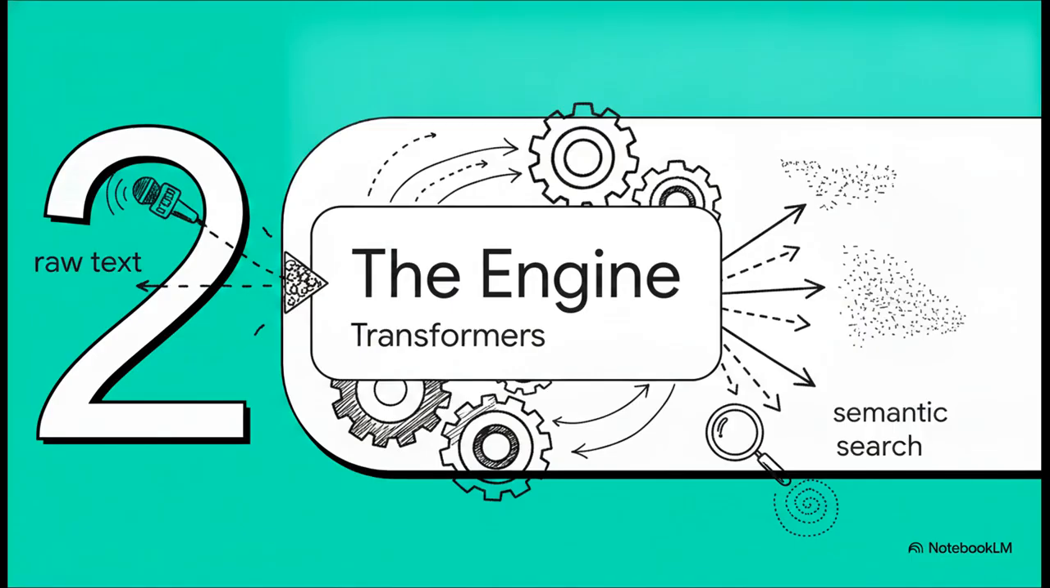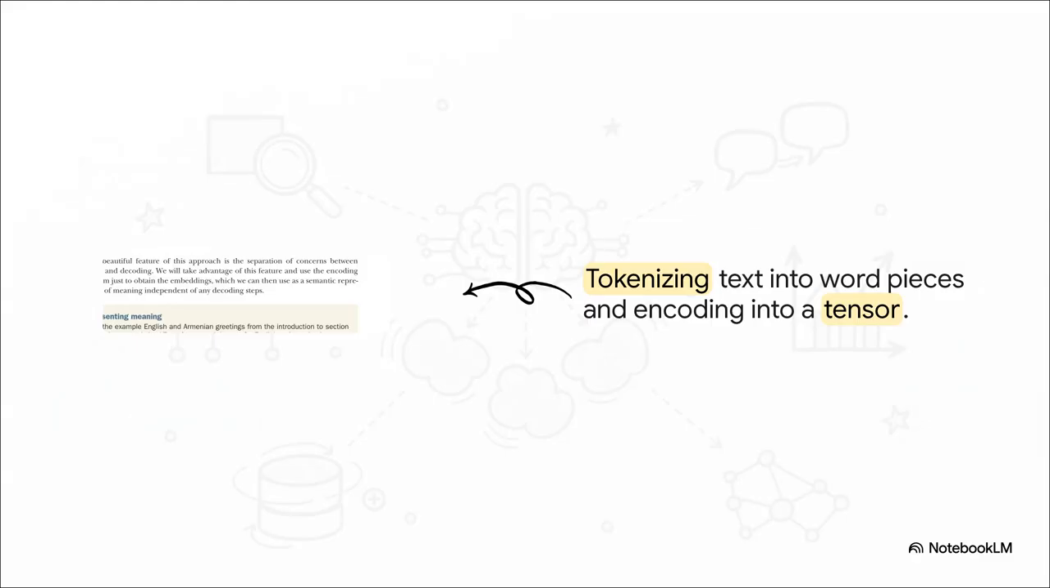Moving on to Section 2, the engine, transformers. So now that we know we desperately need these dense embeddings to understand concepts, how do we actually generate them from raw text? Enter transformers. And I'm talking specifically about architectures like BERT and RoBERTa. You can think of these models as our core translation engines. Here's how it works. First, we take a sentence and pass it through a tokenizer, which chops the text up into smaller word pieces. Then, those tokens are fed right into the transformer encoder. This encoder processes the context of the entire sentence all at once, and it spits out an array of dense vectors that we call a tensor.